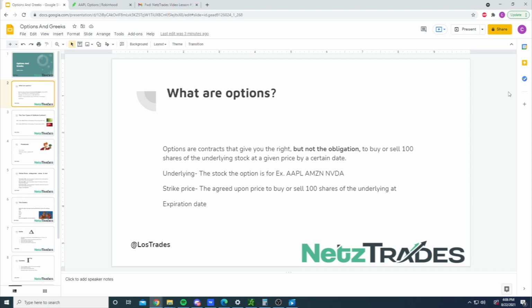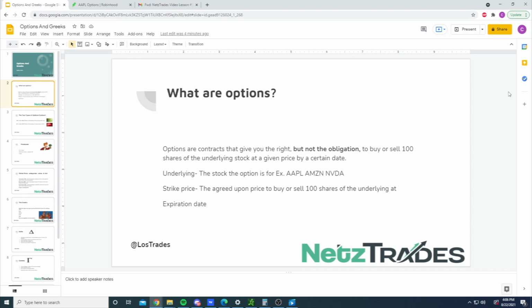So the key thing to focus on here is that options give you the right but not the obligation. That's a big thing. When you buy an options contract, you're not signing away that you're going to buy or sell the 100 shares of that stock, but you have the right to. And the right is very important because that's what gives options contracts value, because you may potentially have the right to buy below the market price of this stock or sell above the market price of the stock.